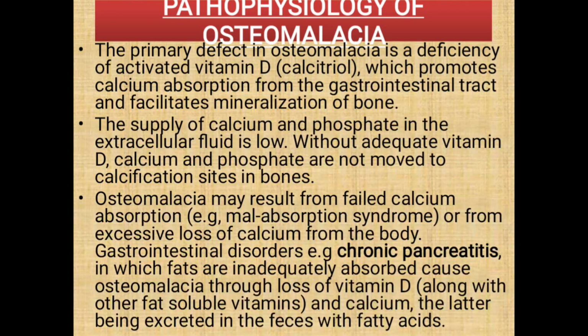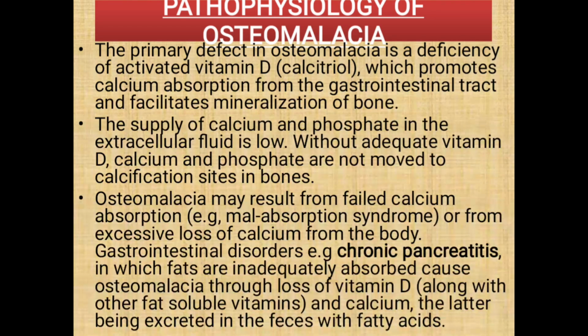But before calcium is being absorbed from the GI tract, that is the stomach, the intestines, tunahitaji kitu inaitwa activated vitamin D. That is the calcitriol. Kama iko deficient, inamaanisha calcium haitakuwa absorbed from the GI tract. So the supply of calcium and phosphate in extracellular fluid iko low kwa hii osteomalacia. Now without adequate vitamin D, calcium and phosphate are not moved to calcification sites in the bones.